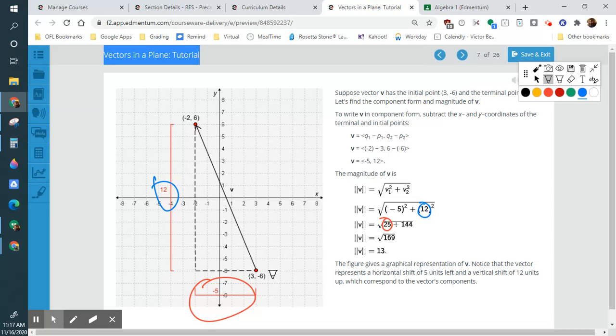So you can't just add vectors willy-nilly when you want to find the magnitude. At least you cannot add the magnitude of vectors. You can add vectors together, that's fine. If you add vectors together, it will result in this vector. But you cannot add the magnitude of vectors.